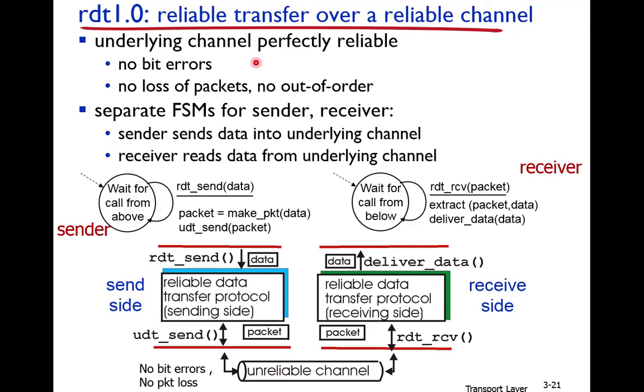What does it mean? There is no bit error, there is no packet loss, and there is no out of order. If this underlying channel that physically moves the data from the transport layer sending side to the transport layer receiving side is perfectly reliable, there is no bit error, there is no packet loss, and there is no out of order.